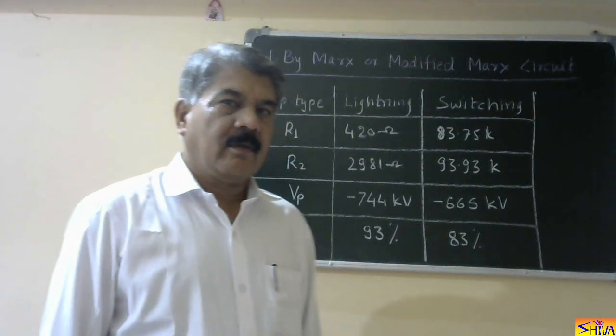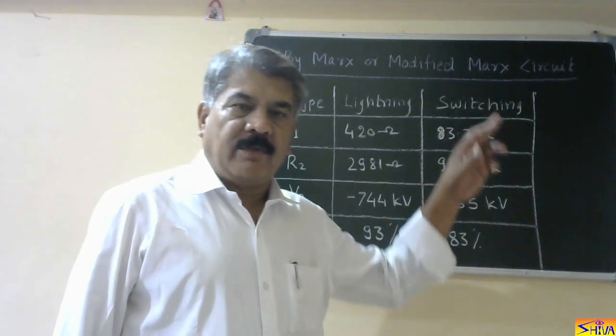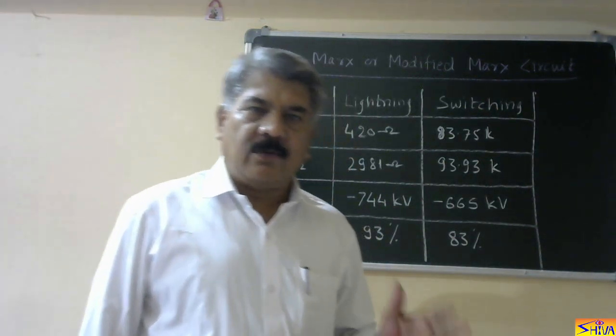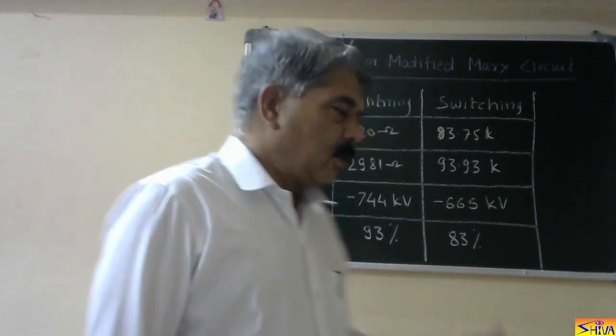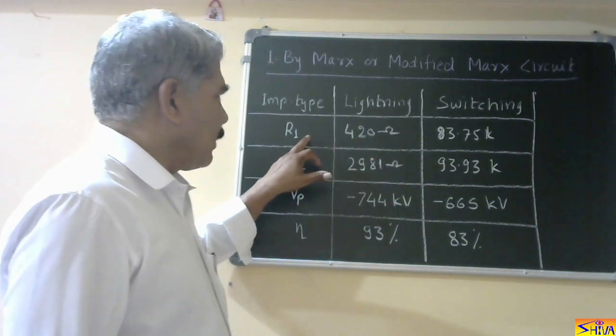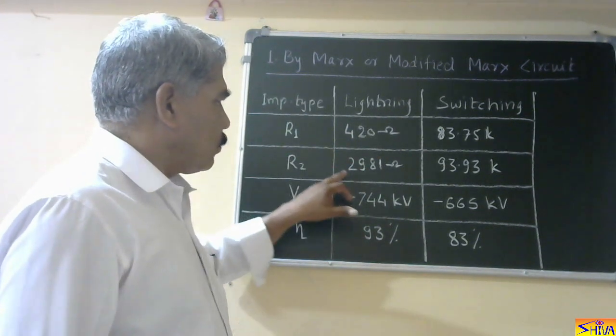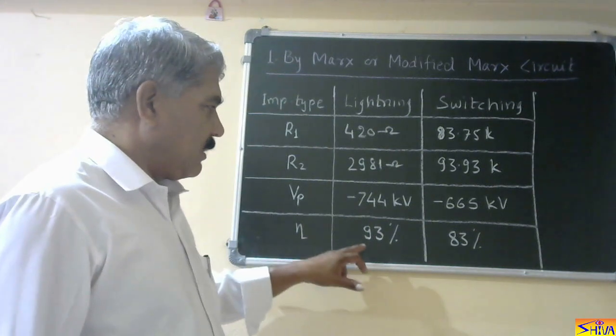So first method for generating the switching impulse is by Marx circuit or by modified Marx circuit. Same circuit we had used for generating the lightning impulse, so same equipment we can use for generating the switching impulse. In my last class, I had solved one numerical for the same Marx circuit or modified Marx circuit for generating lightning impulse as well as switching impulse. So these are the results. For lightning impulse, we had computed R1 as 420 ohms, R2 as 2981 ohms, peak voltage generated was minus 744 kV and efficiency was 93%.